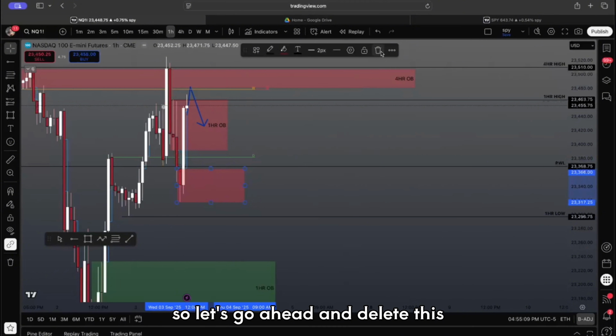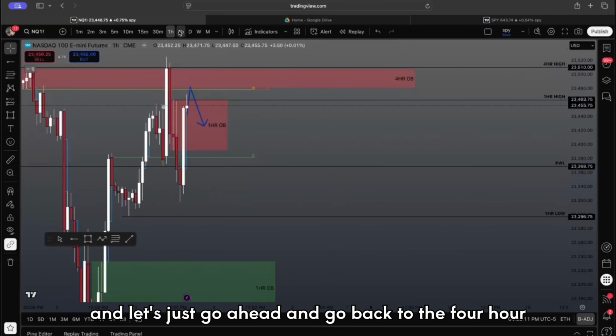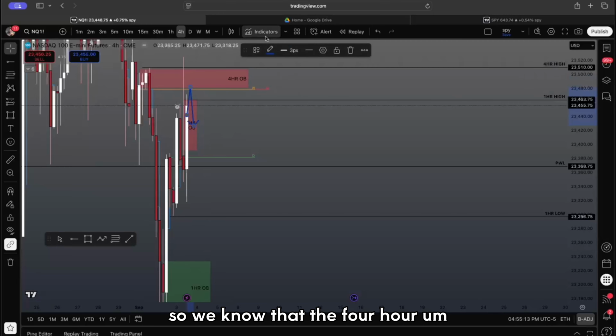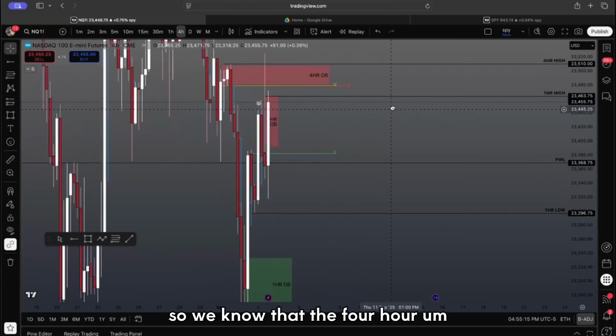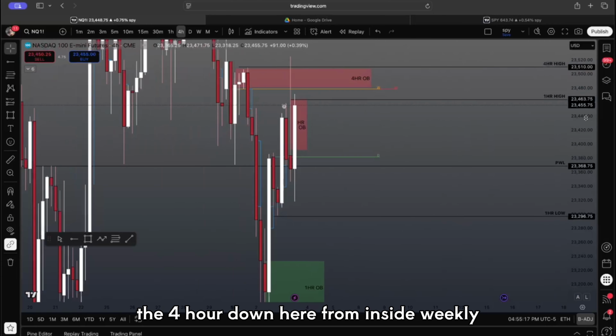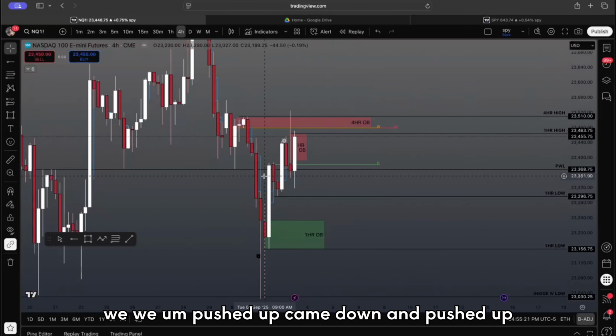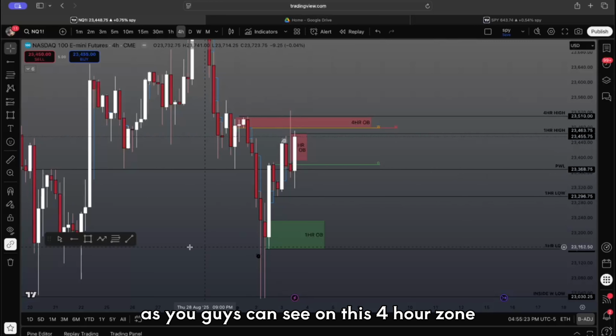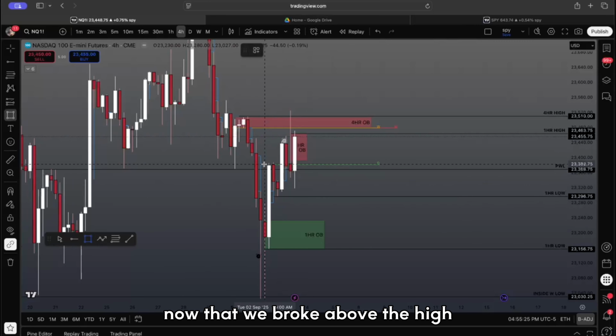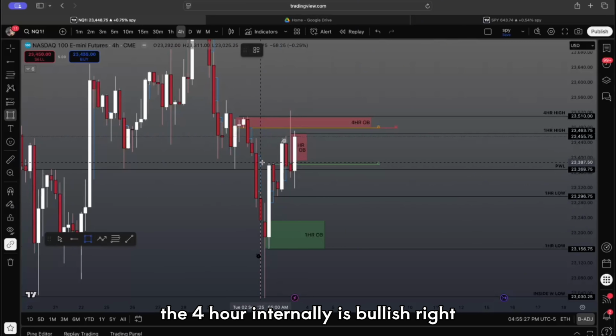So let's go ahead and delete this, and let's go back to the 4 hour real quick to see something. So we know that the 4 hour down here from inside weekly, we pushed up, came down, and pushed up. As you guys can see on this 4 hour zone, now that we broke above the high, the 4 hour internally is bullish, right? But what is here?